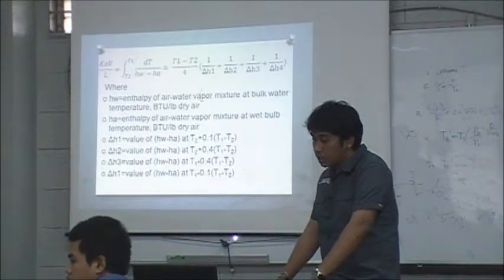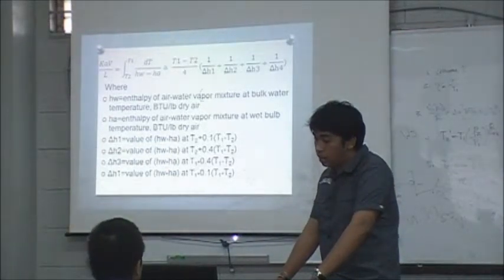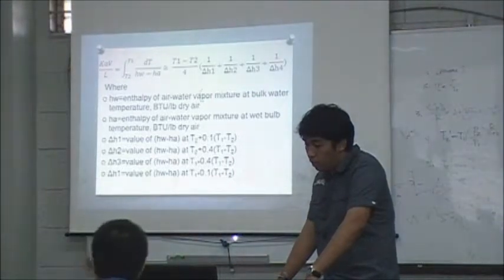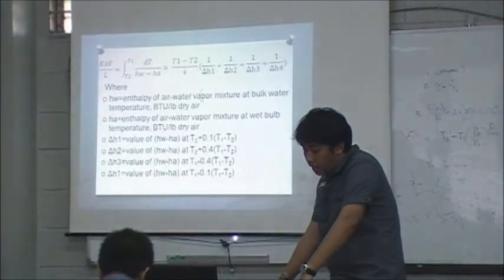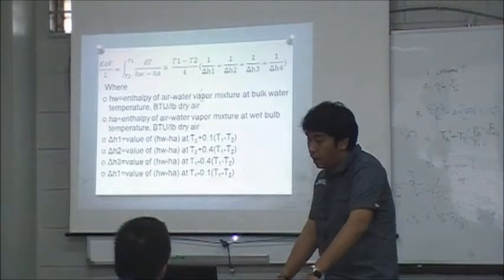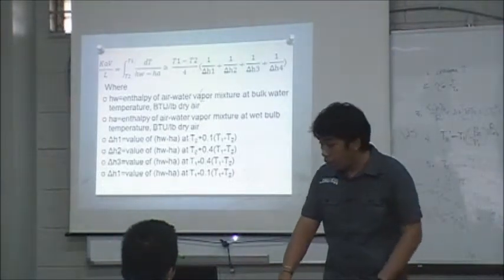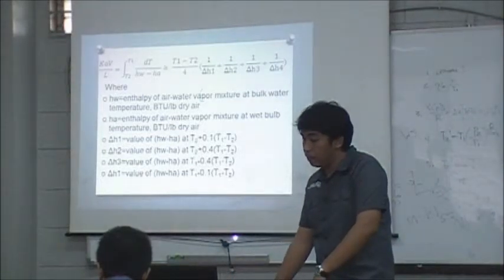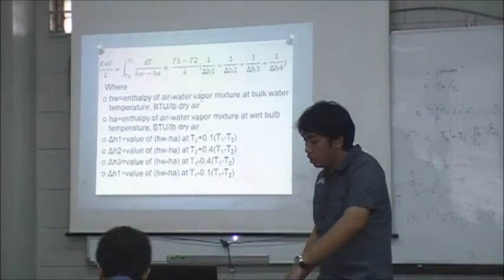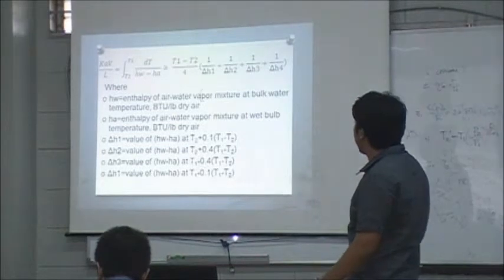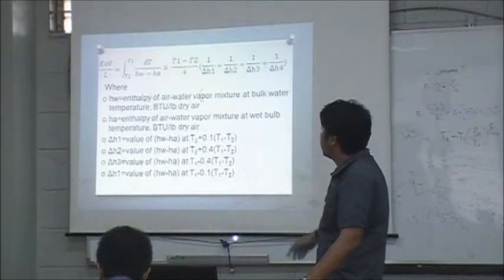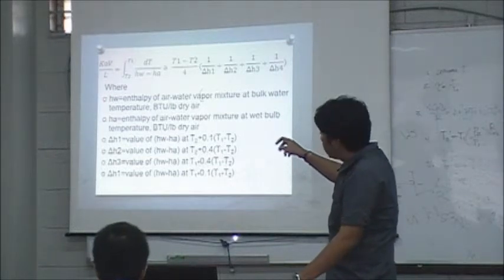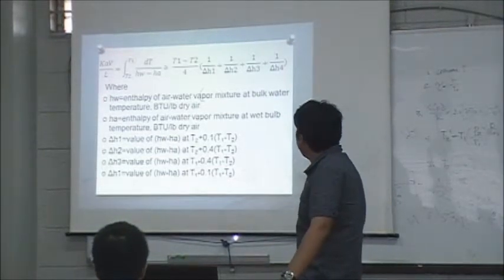Hw is the enthalpy of the air-water vapor mixture at water temperature, where Ha is the enthalpy of the air-water vapor mixture at air temperature, also in BTU per pound. This is the formula for getting delta H1, delta H2, delta H3, and, typographical error, that should be delta H4.